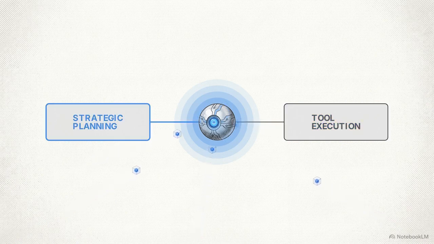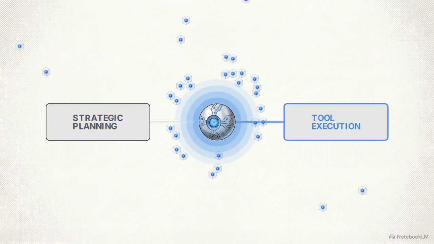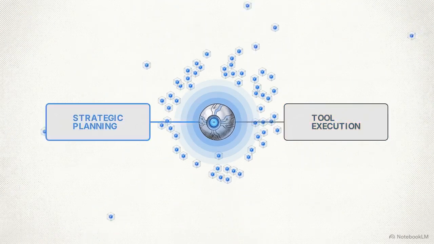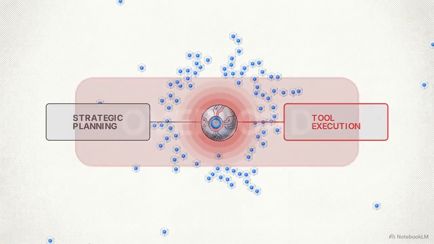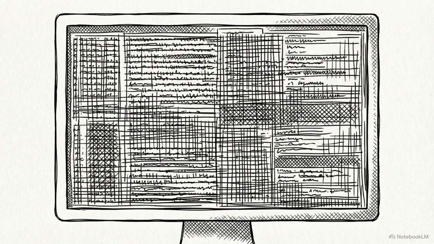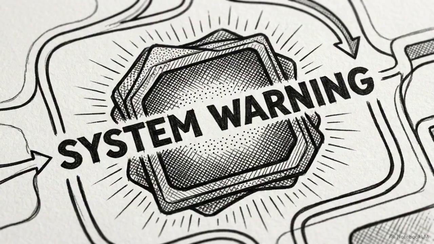As task complexity increases, a single model becomes unstable because it must constantly switch context, alternating between high-level strategic planning and granular tool execution within a single reasoning loop. To compensate, engineers often feed the entire interaction history and system logs back into the model to maintain continuity. This triggers an architectural flaw called context overload.